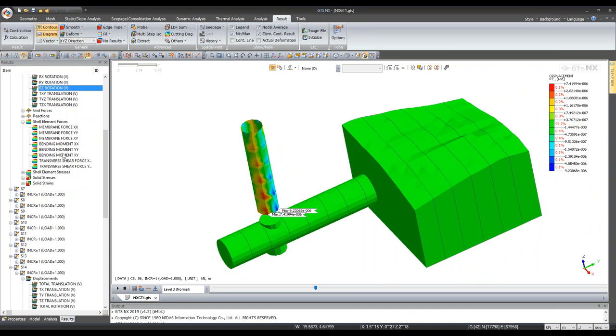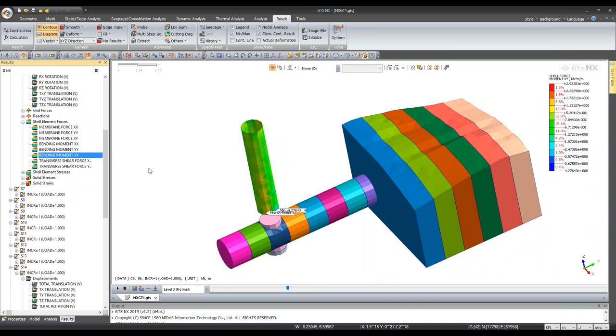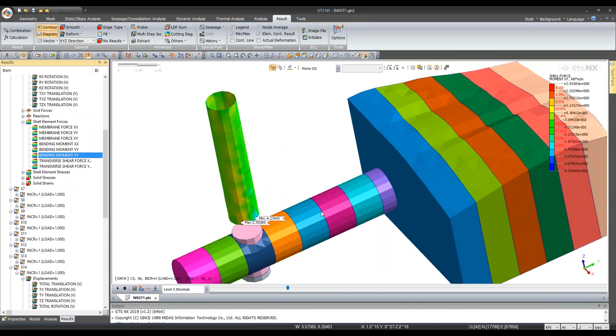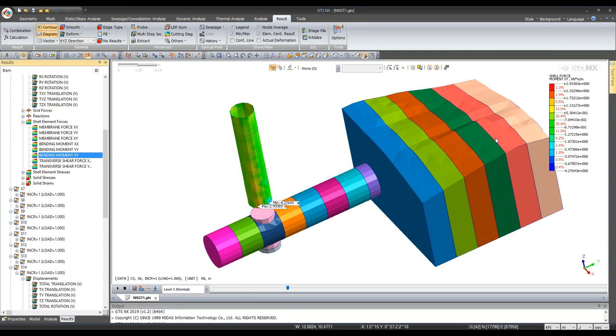Now I'll be showing you the bending moment in different directions. These particular areas haven't been excavated till now. Only the steel lining has been placed till here, and the bending moment and member forces are here as such.